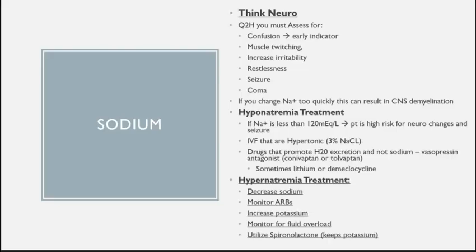Looking at our electrolytes real quick, because it is important to understand this when it comes to our endocrine system. Our hormones can directly or indirectly affect our electrolytes. So sodium, when we think about sodium, think neuromuscular. Anytime sodium is too high or too low, you're going to have neurodeficits. You're also going to see some muscle twitching, some irritability, restlessness, leading to seizure and coma. So it directly affects the neuron.